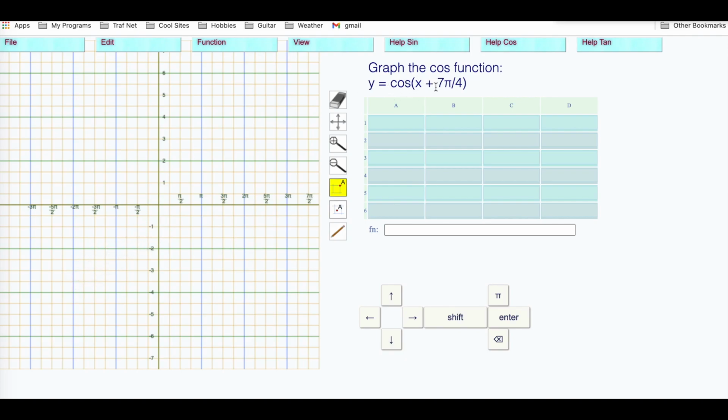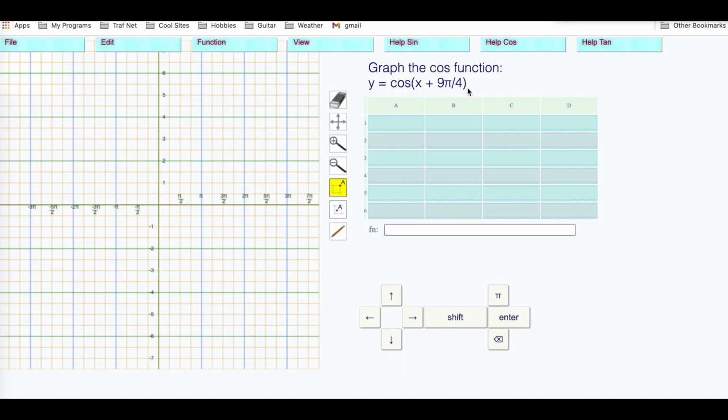Cos of x plus 7 pi over 4. h is negative 7 pi over 4. Bringing it back to negative 7 pi over 4 like that. Notice I could have just done this. Translated it to pi over 4. Same thing. Here's our 7 pi over 4, which is right here. Notice it's exactly the same as just dragging it to here.